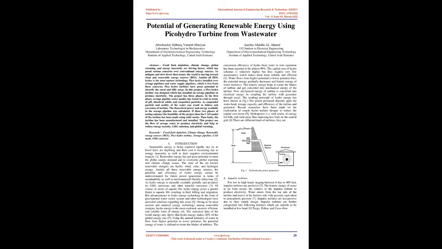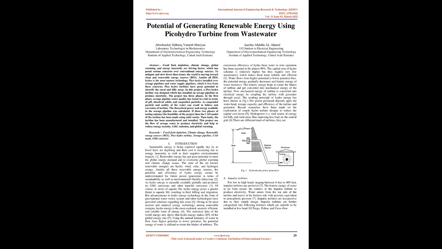Amidst all these renewable energy sources, the potential and efficiency of hydro energy cannot be underestimated for future power generation in terms of sustainability as well as environmentally friendly behavior. 2. Hydro energy is naturally available globally and produces no GHG emissions and other harmful emissions. Of course, hydro energy poses a threat to aquatic life, resulting in their killing and migration. But advancements in hydro energy technology in the form of gravitational water vortex systems and other technologies have provided solutions regarding this issue.